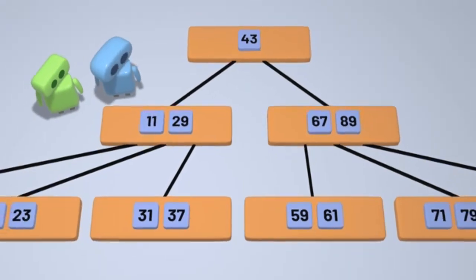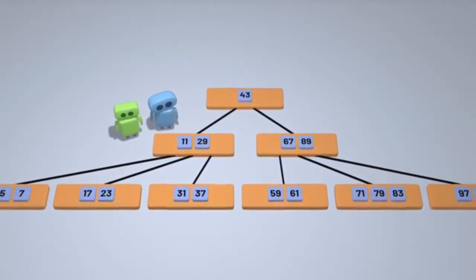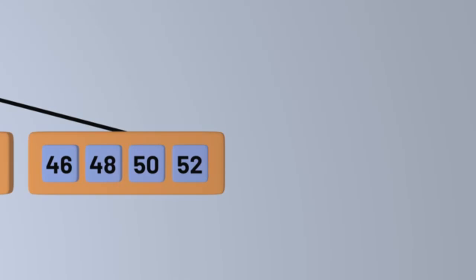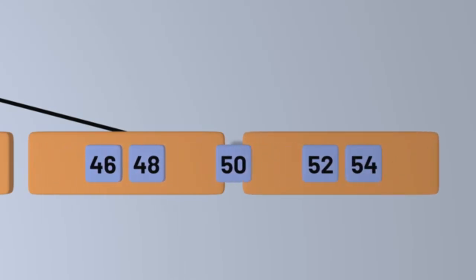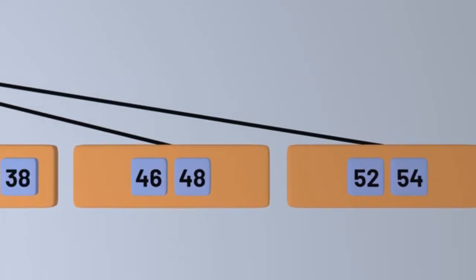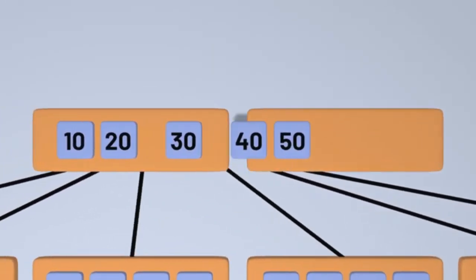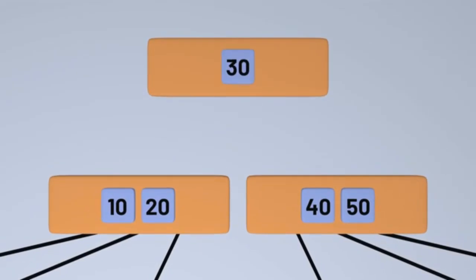This elegant recursive algorithm preserves all the properties of the B tree. When a node gets full, we split it into new nodes. And the only time the tree gets taller is when we split the root node into 2 and create a new root node, keeping all leaves at the same level of the tree.